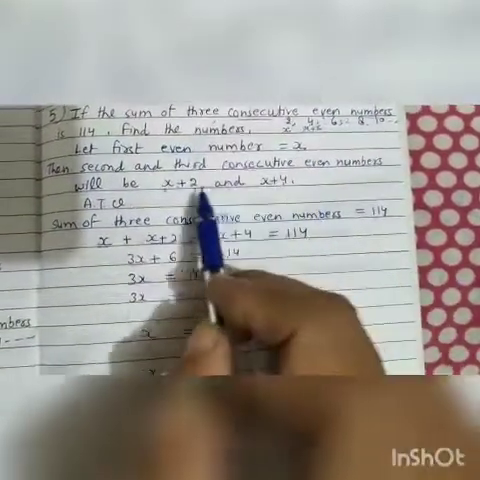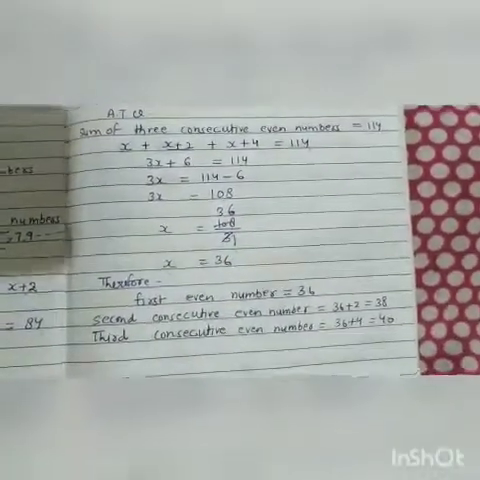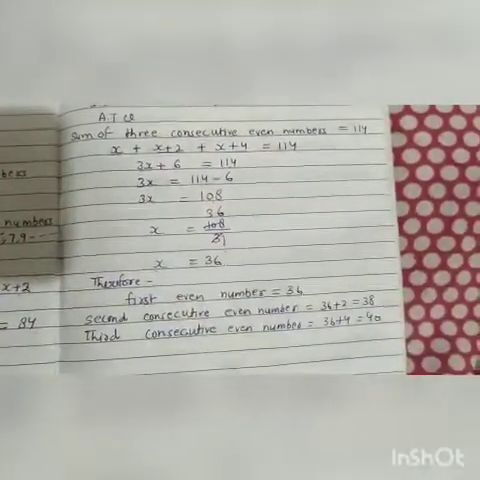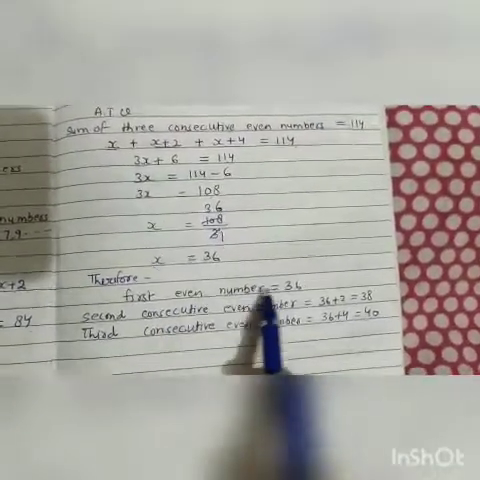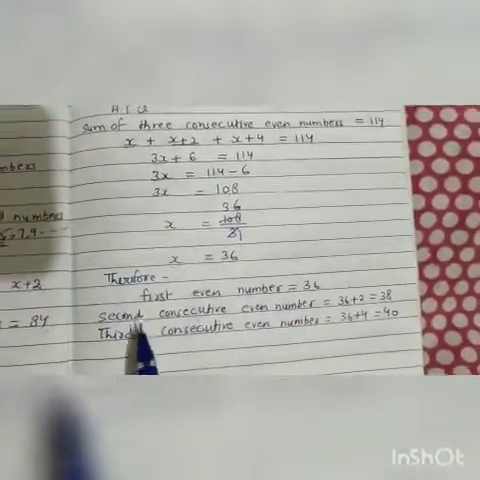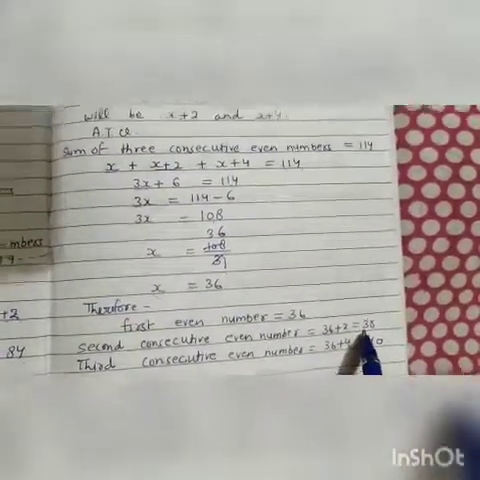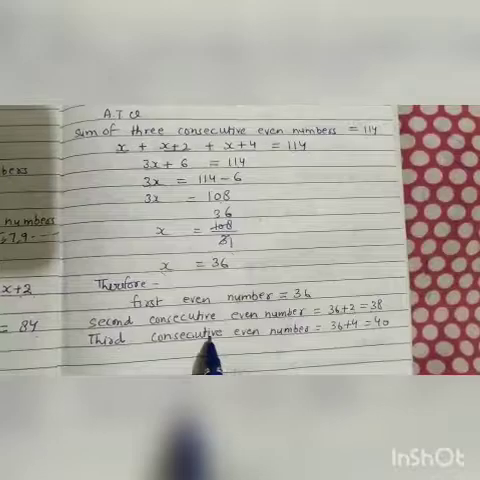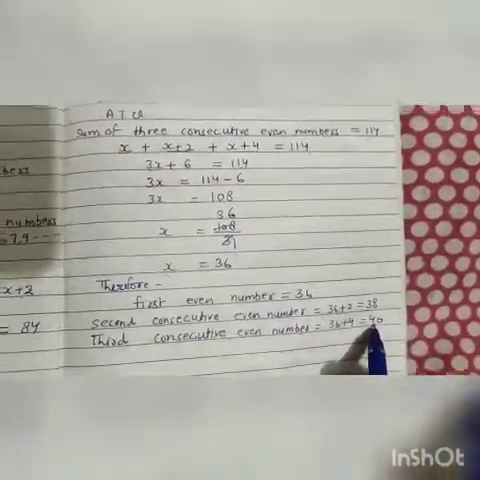Now put this value of x here. First even number, then second even number and third even number. So we write: first even number is equal to 36. Second consecutive even number is 36 plus 2, that is 38. Third consecutive even number is 36 plus 4, that is 40.